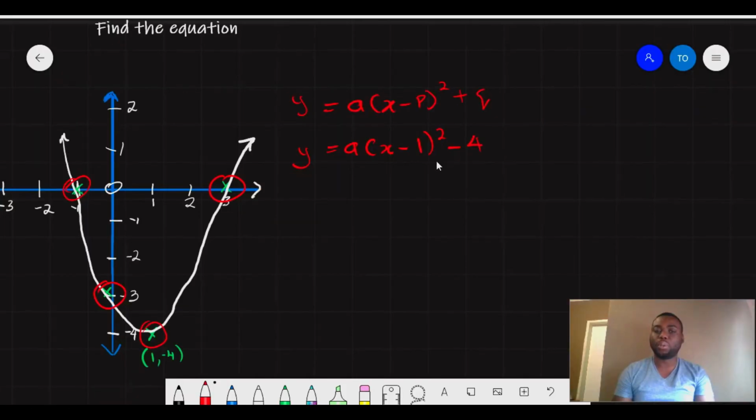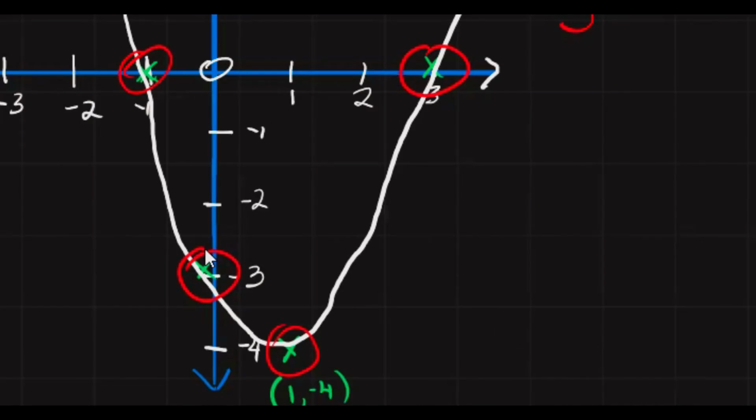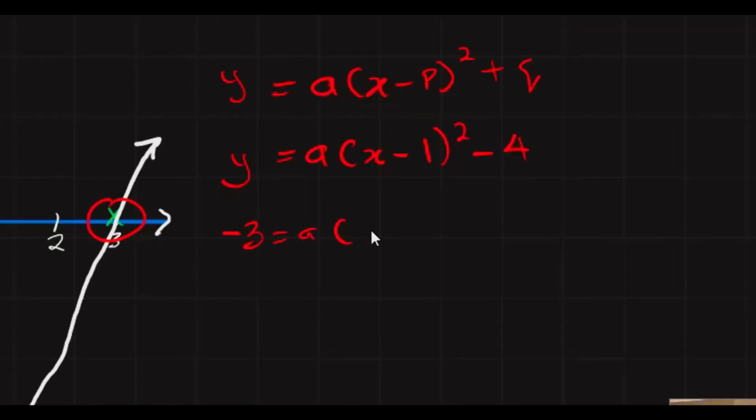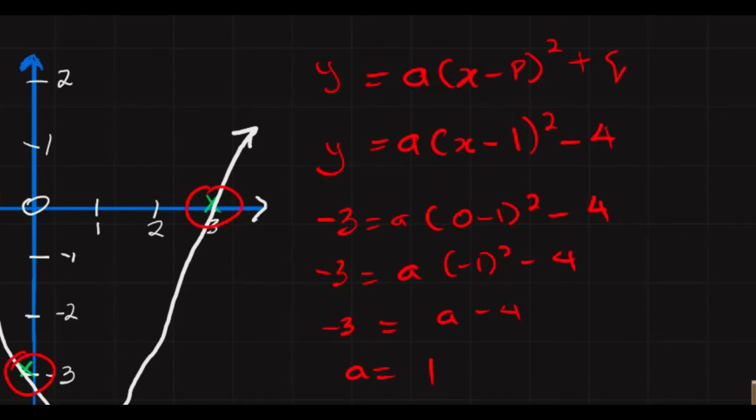The next step I'm going to do is substitute one other point. It doesn't matter which, but it mustn't be the turning point. Substitute any other point you like into this. So let's say I take my y-intercept, I substitute my y-intercept. The reason why I'm doing this is for me to be able to find out what my a is. So as you can see here, my a is equal to 1. I put it back in.